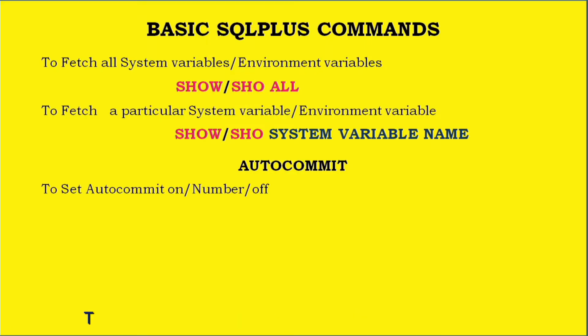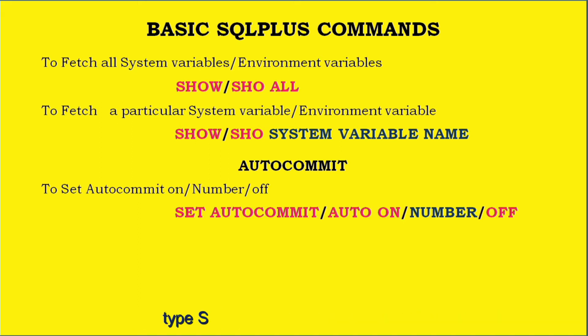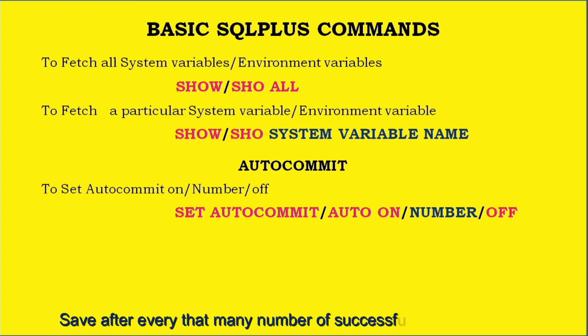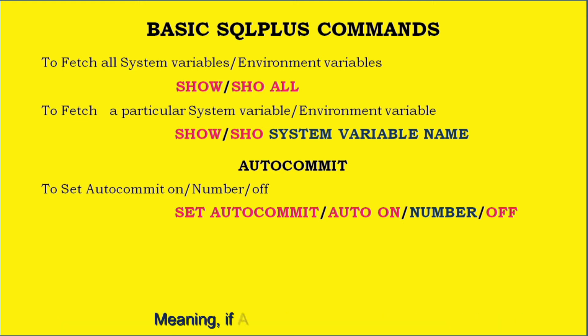Next, autocommit. To set autocommit on, or to a specific number, or off, type set autocommit on, or a number, or off. Default is off. Once autocommit is on, all inserts, updates and deletes are immediately saved to the database. When autocommit is set to a number, then SQL Plus will commit after every that number of successful SQL statements. Meaning, if autocommit is set to 2, then after every 2 successful SQL statements, SQL Plus will save data in the database.